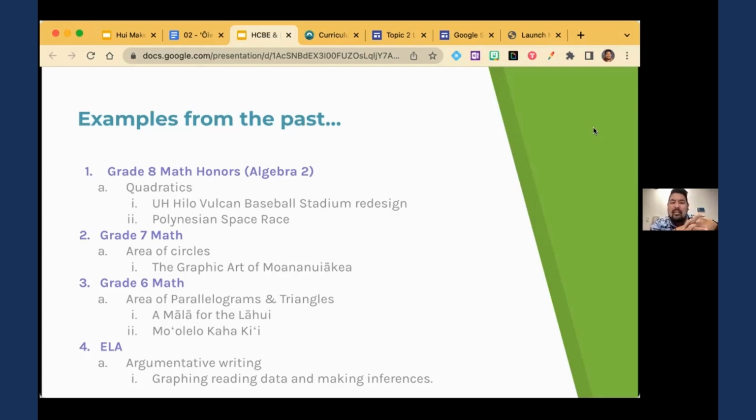Grade 7 math, the last couple of years, I worked with a math 7 teacher on area of circles. She wanted to incorporate that more. So I created a Wakelet. This is like a Pinterest for education. And I had students look at what the art is like in Moananuiākea, in the Pacific.